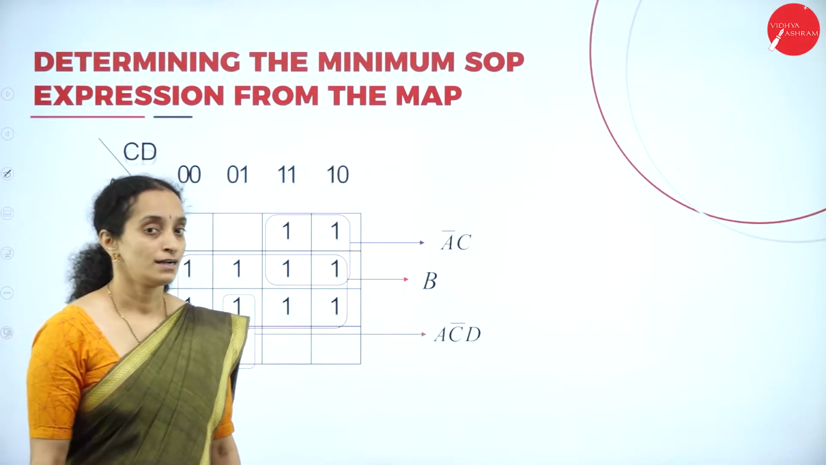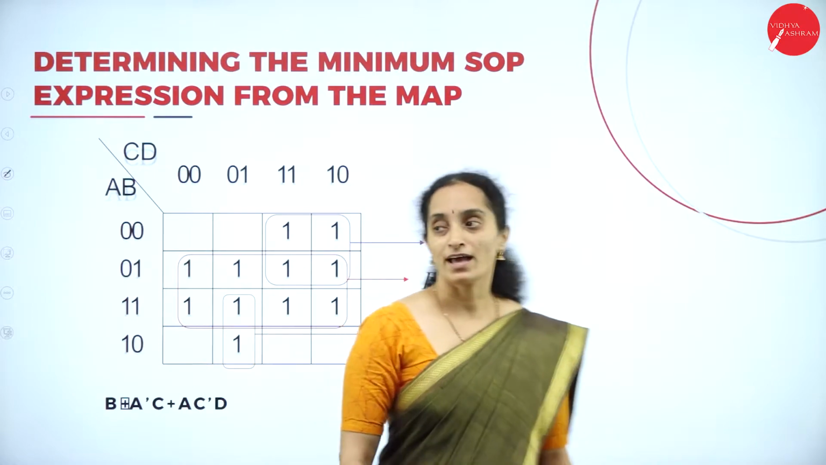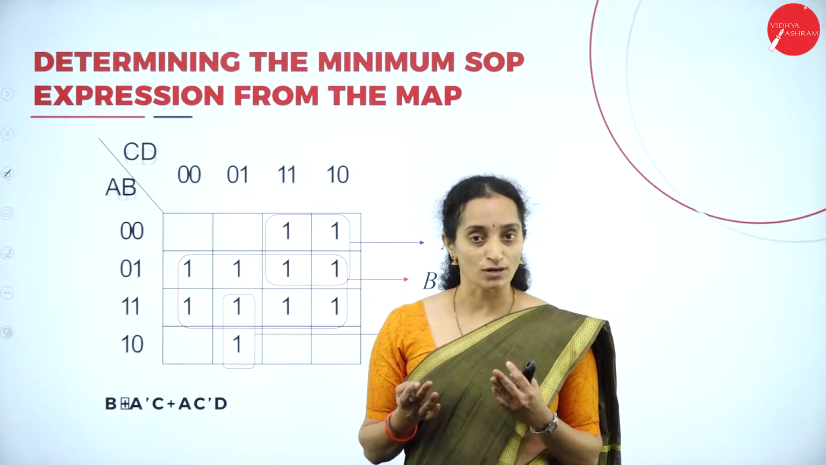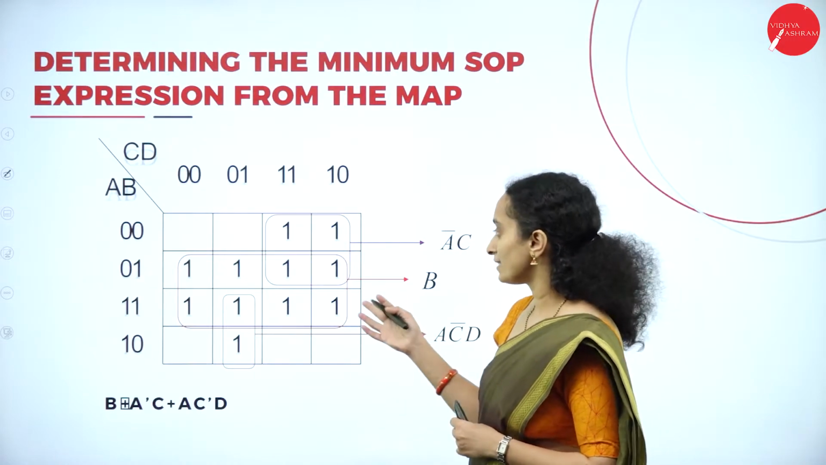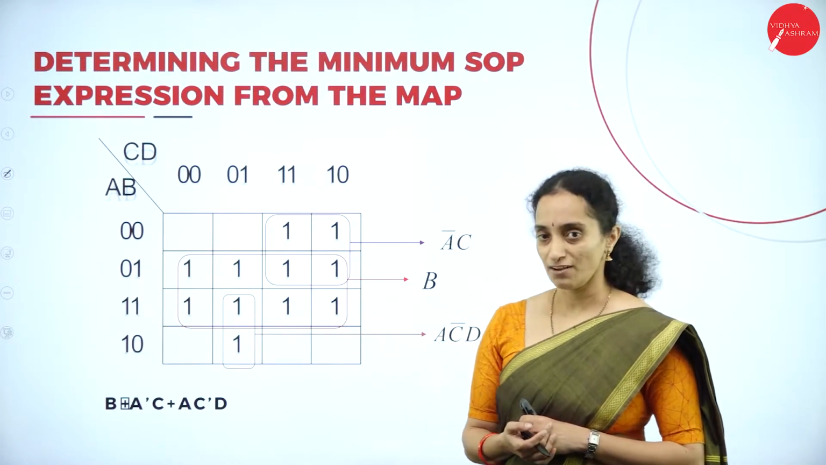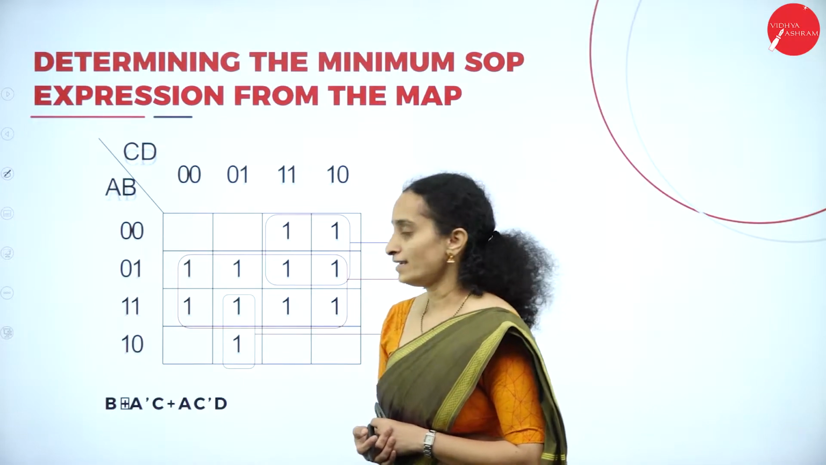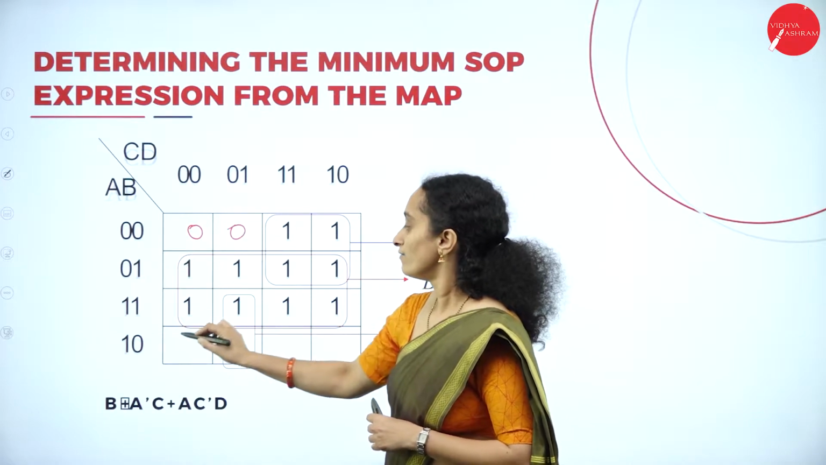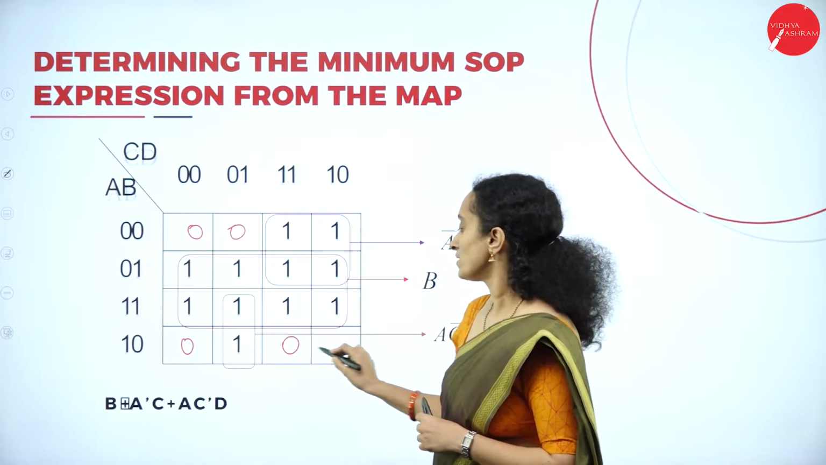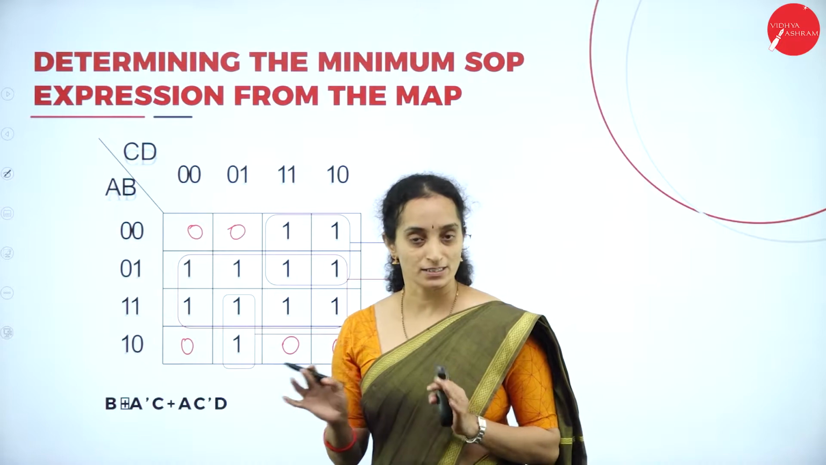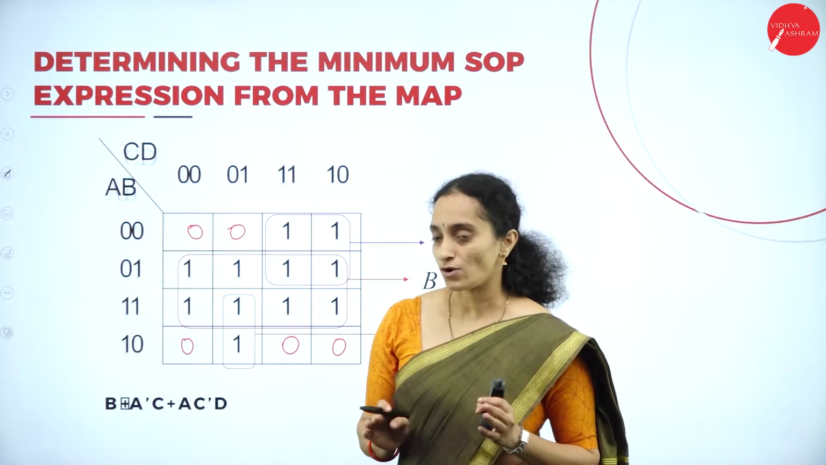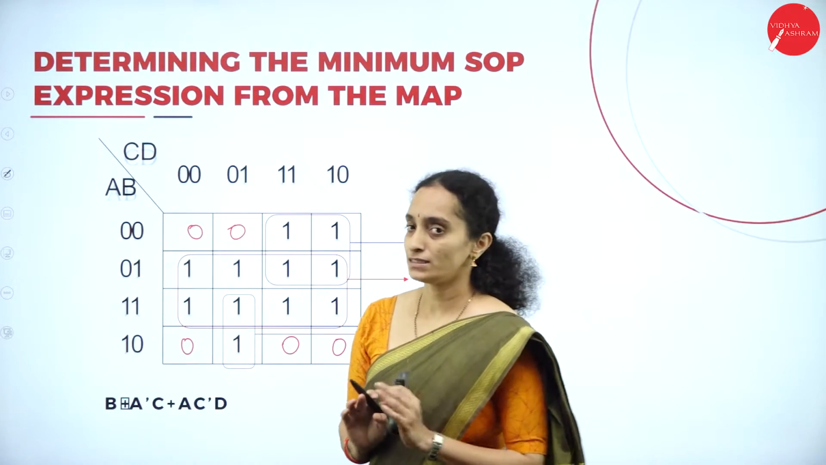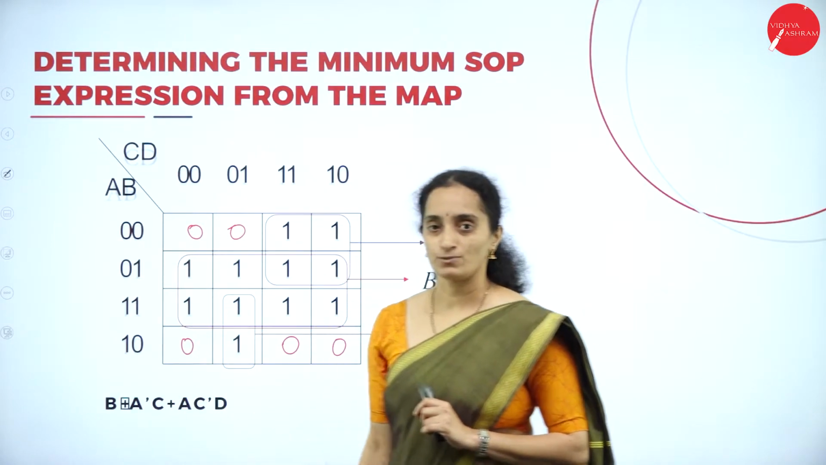In this example, we don't have the expression. They have not given the expression. Directly they have given the values. Here the cells which are empty will have the value 0. You don't mention zeros. If they are not there, that means they are cells having the 0 value.